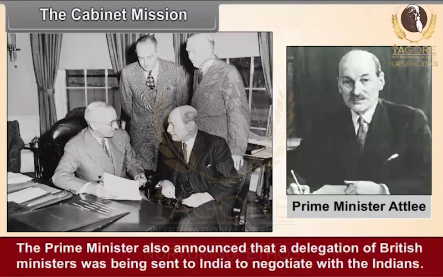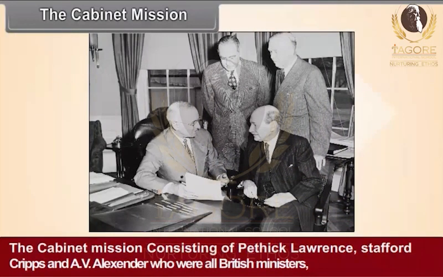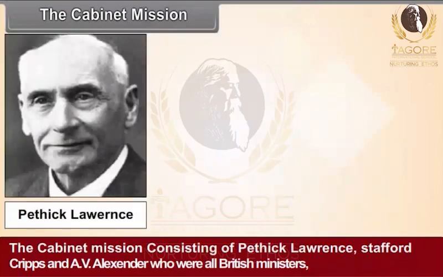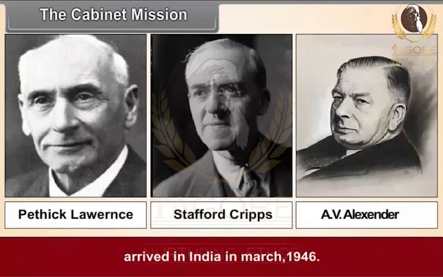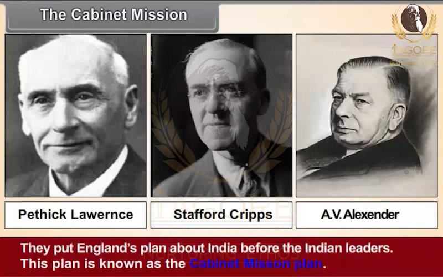The Prime Minister also announced that a delegation of British ministers was being sent to India to negotiate with the Indians. The Cabinet Mission, consisting of Pethick Lawrence, Stafford Cripps and A.V. Alexander, who were all British ministers, arrived in India in March 1946. They put England's plan about India before the Indian leaders. This plan is known as the Cabinet Mission Plan.